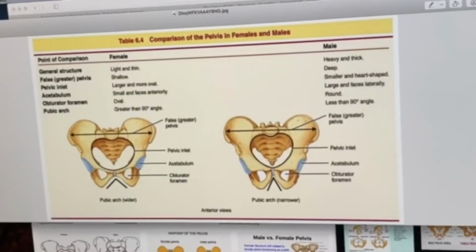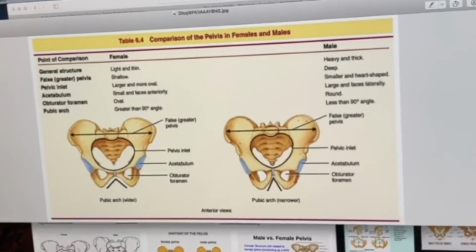All right, now we're going to talk about some differences between a female and a male pelvis. On a female, you can see that overall the pelvis is more light and thin compared to a male's, which is heavy and thick. A female also has a more shallow false pelvis or greater pelvis, whereas a male's is more deep. As far as the pelvic inlet, on a female it is larger and more oval, whereas on a male it is smaller and heart-shaped.